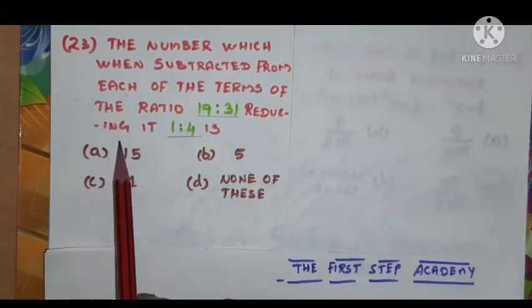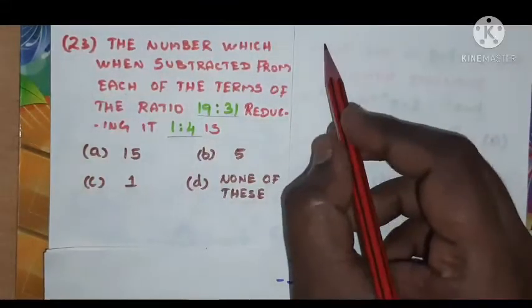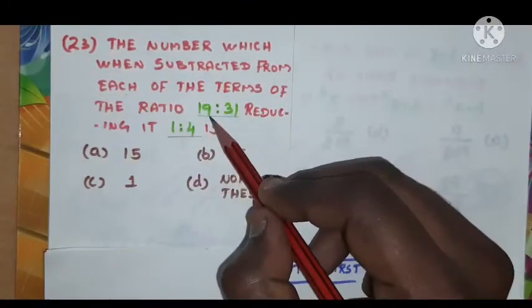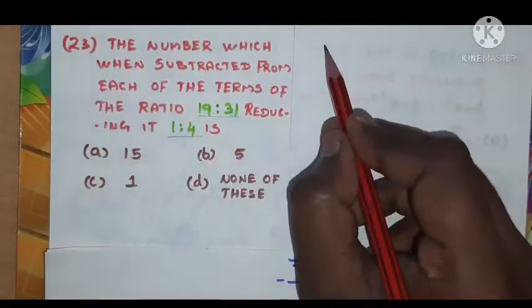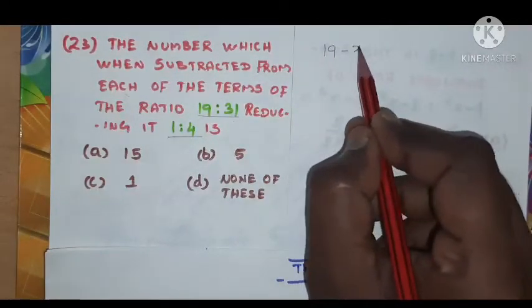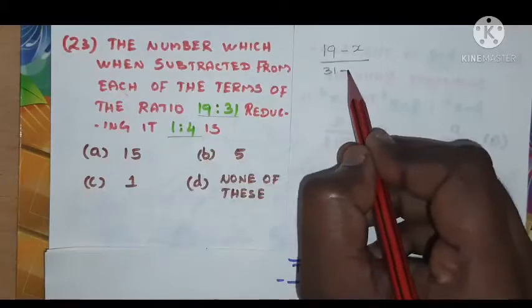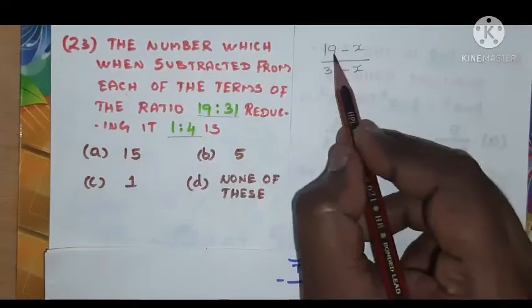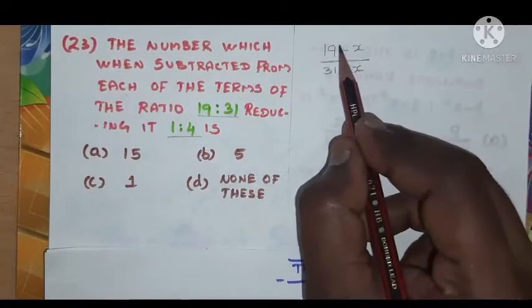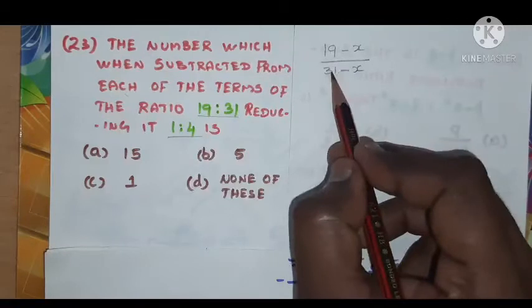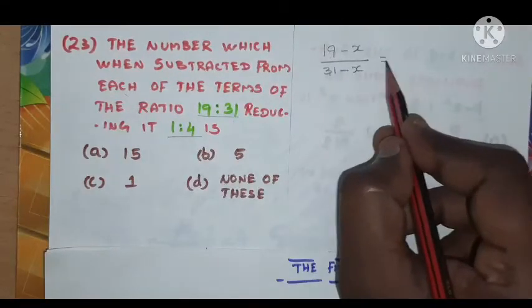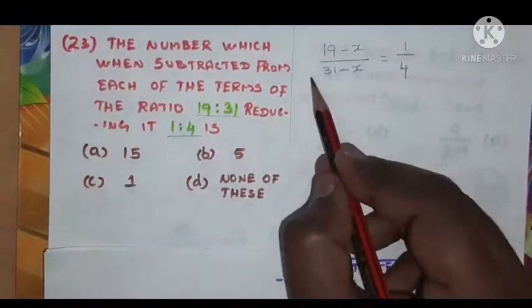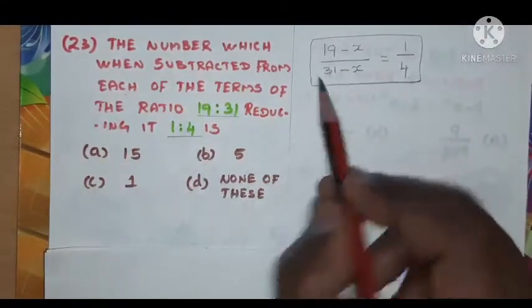So what exactly does the question say? When a number is subtracted from each of the terms of 19 is to 31, it means when a number called x is subtracted from each of the terms 19 and 31, it reduces to the ratio 1 is to 4. This is what exactly the question says.